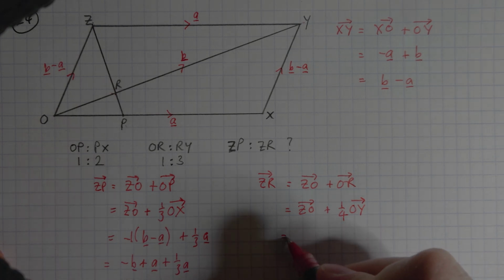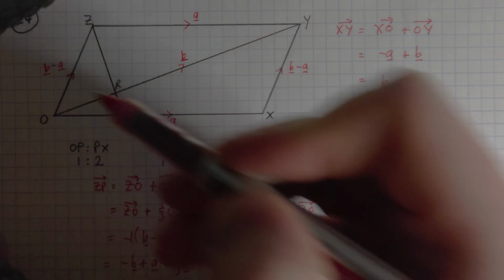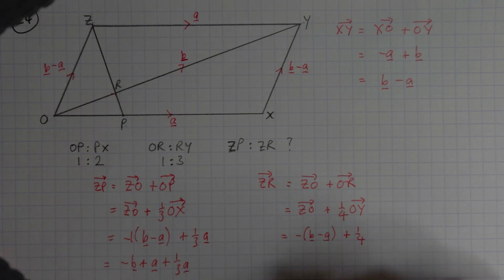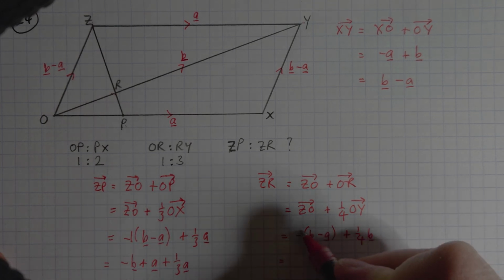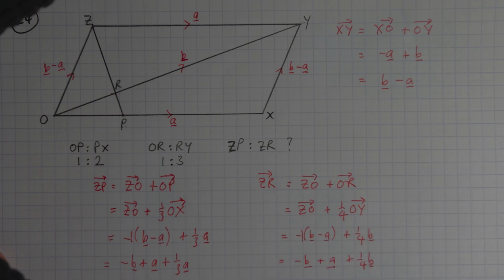And now I can fill in what I know. This is minus b minus a, because I'm going the wrong way along b minus a. And then it's 1/4 of the OY. We said OY was called little b. Let's expand this out. If it helps, there's an invisible 1 there. Minus 1 times b is minus b. Minus 1 times minus a is positive a, just like before, plus 1/4 of a b. 1/4 of a b, take away a whole b, is minus 3/4 of a b.